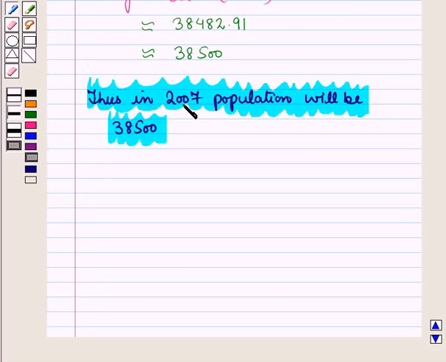So in this session we have discussed how to construct exponential functions from a graph, table or a description of a relationship. And this completes our session. Hope you all have enjoyed the session.